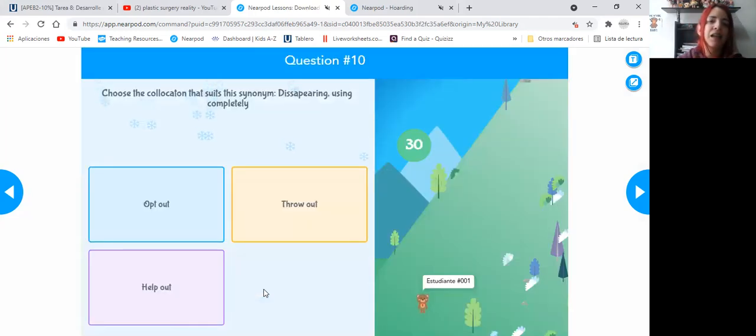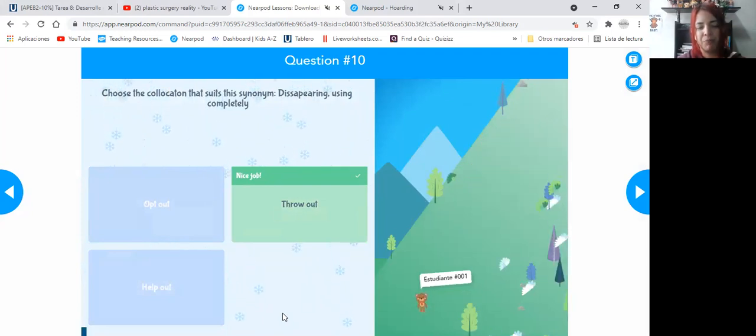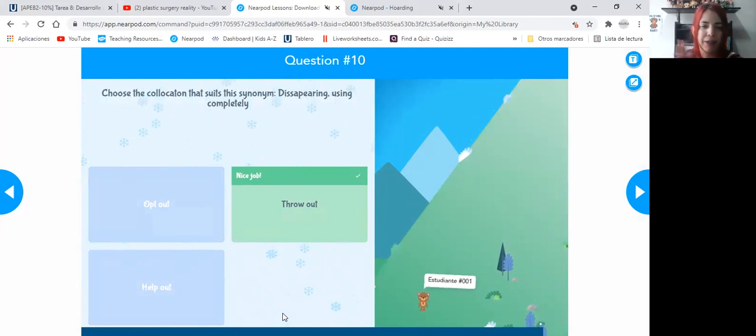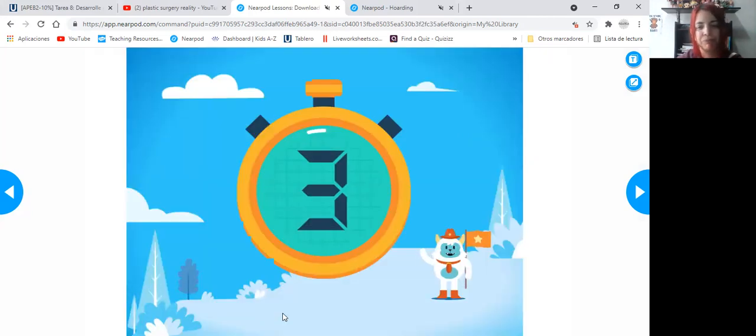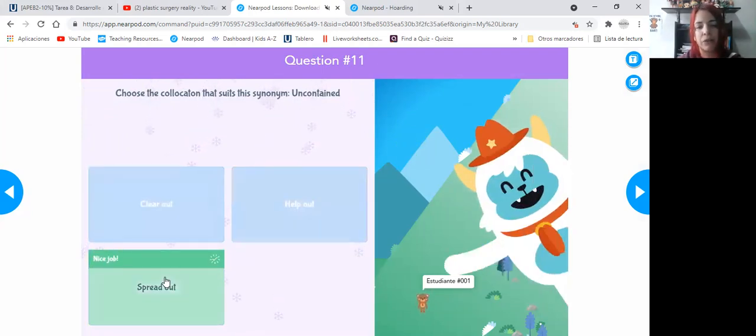Next is disappearing, using completely. Throw out. Very good. You're about to finish. There are 3 more, and that's it. You have a writing activity. Choose a collocation that suits uncontained. Very good. Spread out.